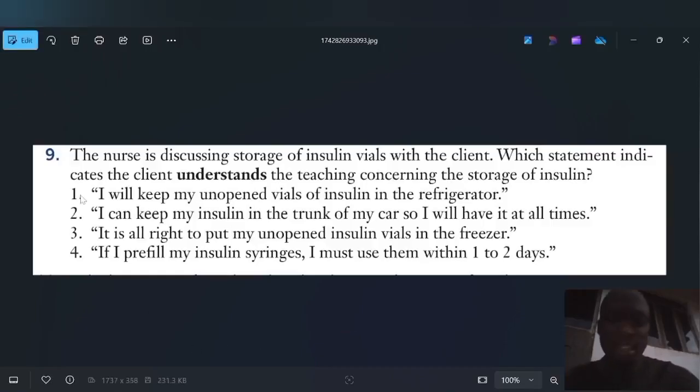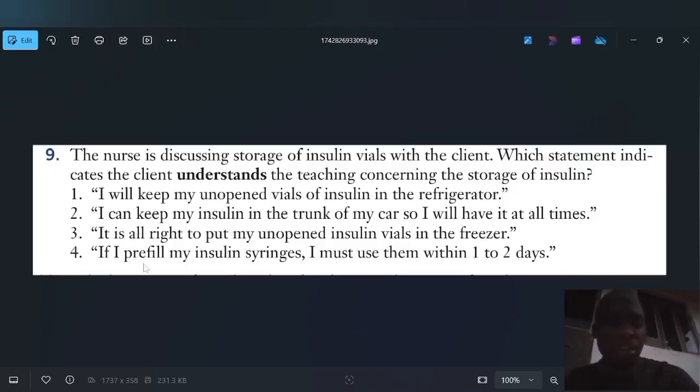All right, number 9. This is the second last. The nurse is discussing storage of insulin vials with the client. Which statement indicates the client understands the teaching concerning the storage of insulin? So how do we store insulin? Number 1, I will administer my unopened vials of insulin in the refrigerator. Number 2, I can keep my insulin in the trunk of my car, so I will have it at all times. Number 3, it's all right to put my unopened insulin vials in the freezer.